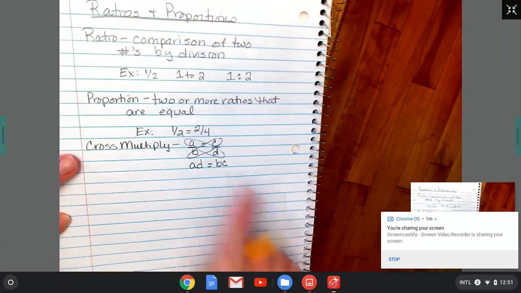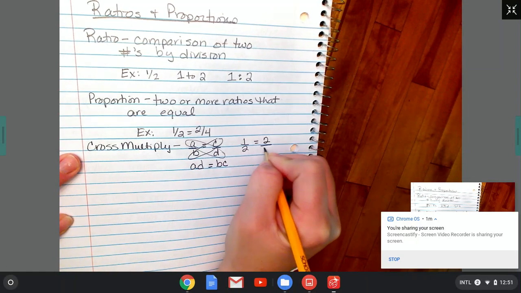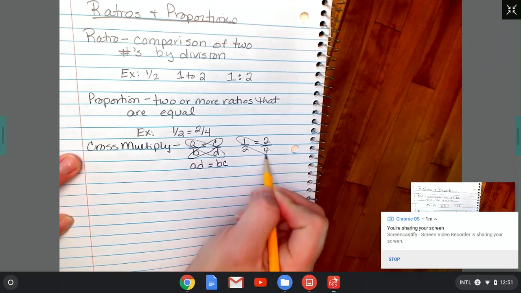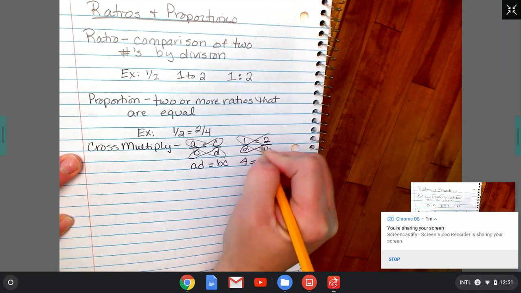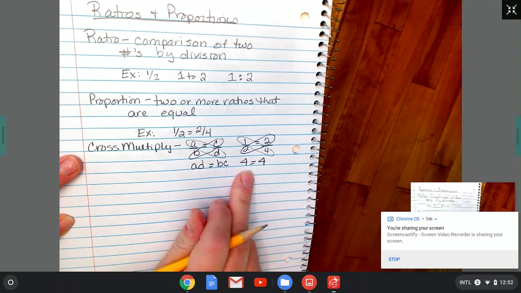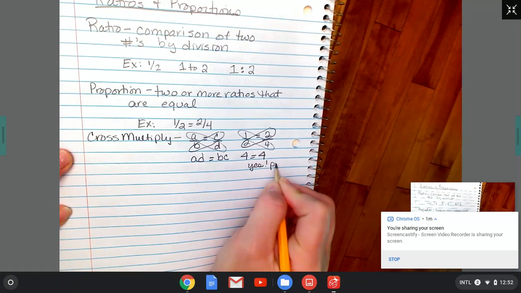Okay, so if we look at our example here, 1 over 2, 2 over 4, we do like a butterfly. 1 times 4 is 4. 2 times 2 is 4. So that does form a true proportion. So yes, it's a proportion.